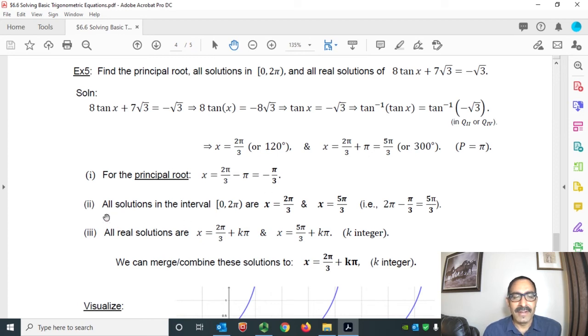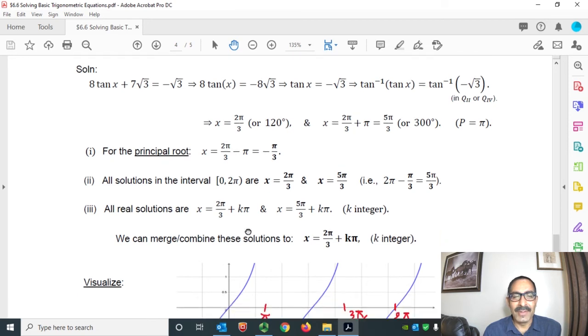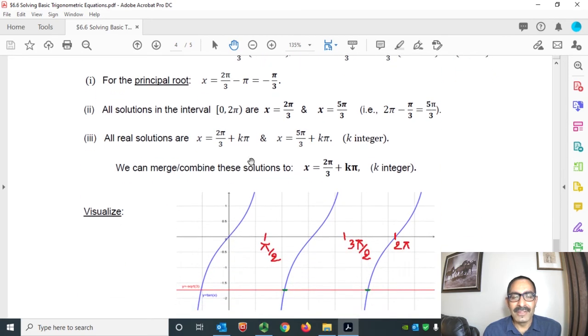Next, let's find all solutions in the interval 0 to 2 pi. That's what we already found here. One is 2 pi over 3 in the second quadrant and one in the third quadrant, which is 5 pi over 3. I hope it makes sense to you all. Third, now let's find all real solutions, the general solutions.